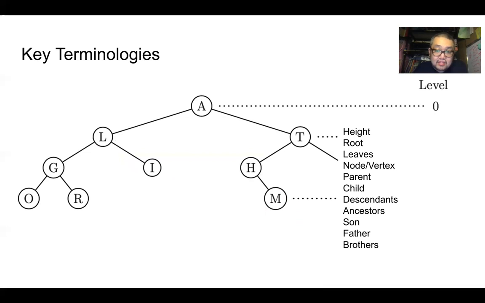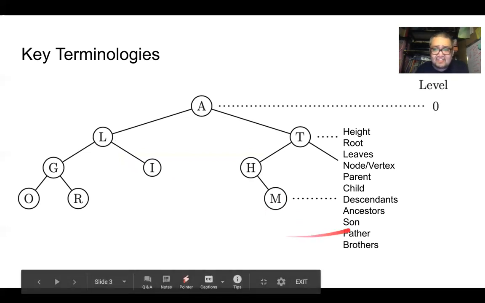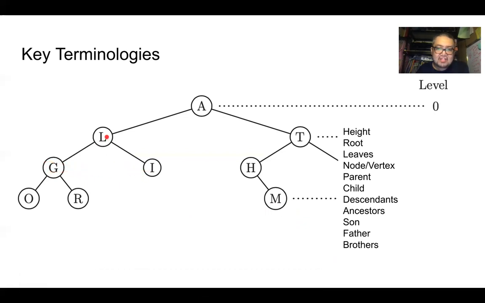We also have the term son, which is just another term for child. Father is just another term for parent. Brothers are vertices or nodes that have the same parent.